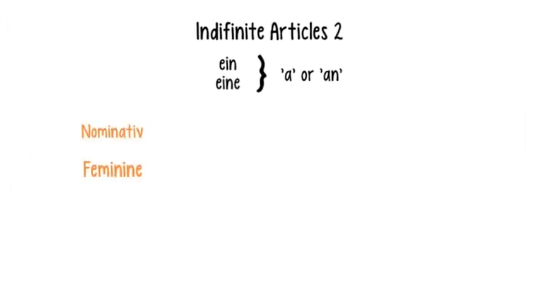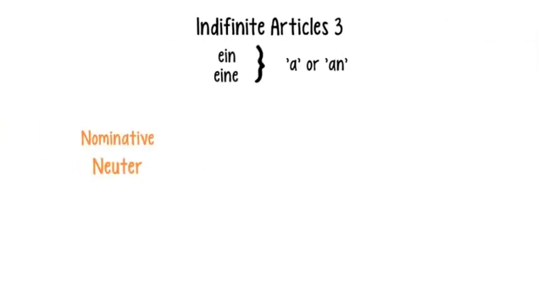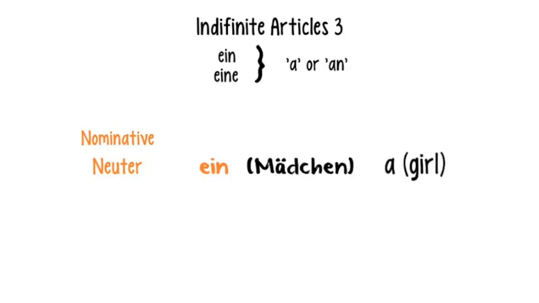In the case of the feminine form, we have the example of eine Frau, which means a woman. And in the last case, in the neuter case, we have the example of ein Mädchen, which means a girl. To sum up what we just learned about the indefinite articles, we can say that for the feminine form, only eine can be used, and for the masculine and neuter form, only ein is correct.